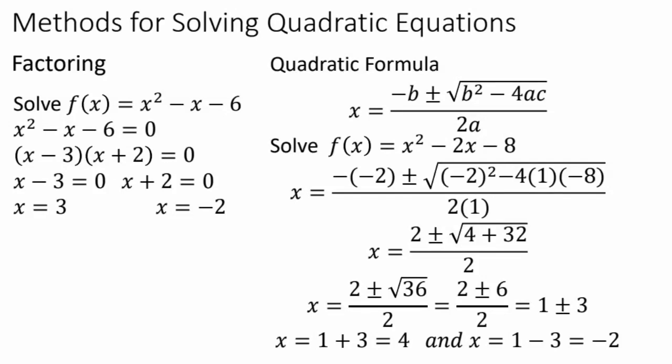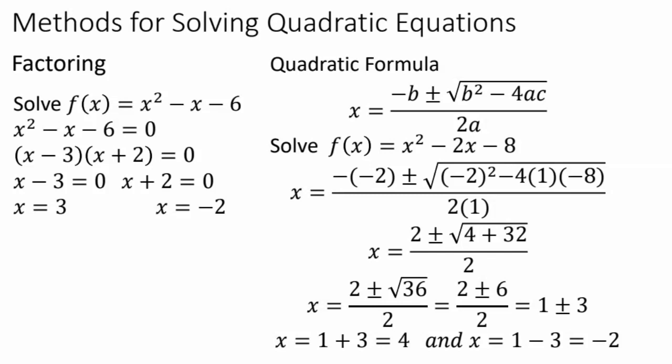Okay, so if we simplify this a little bit, we have 2 plus or minus the square root of 4 plus 32, all divided by 2. So 4 plus 32 is 36. So the square root of 36 is plus or minus 6. So we're going to have two solutions, right? So we have 2 plus 6 and 2 minus 6, right?